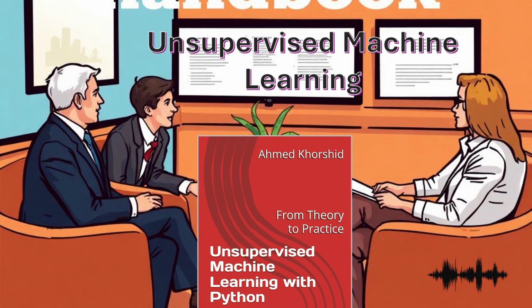I think the biggest hurdle is just that mental shift from supervised, where there's a right answer, to unsupervised, where there isn't one clear target. Oh, okay. The ambiguity. Exactly. Yeah. So the bridging chapter tackles that directly. It demystifies how you even approach data without labels.